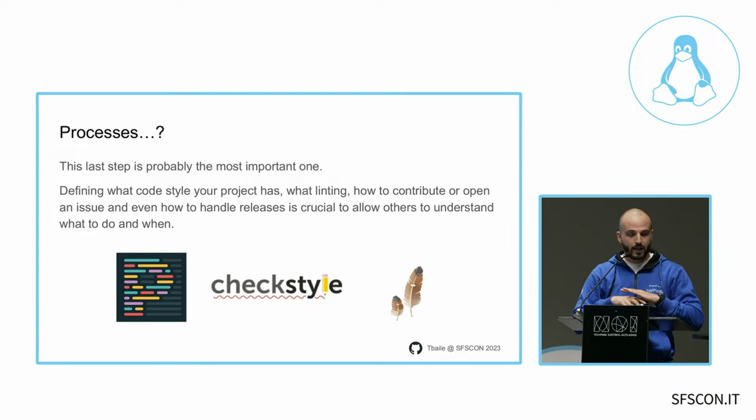They come in every shape and form, and one of them is the style of the code. You run Python in this project, so what should the style of the code be? You run checkstyle because you run JS or Java. You need to define the style and the linting, and you go on, and you find that contribution, after you define this, is way easier in the long term.